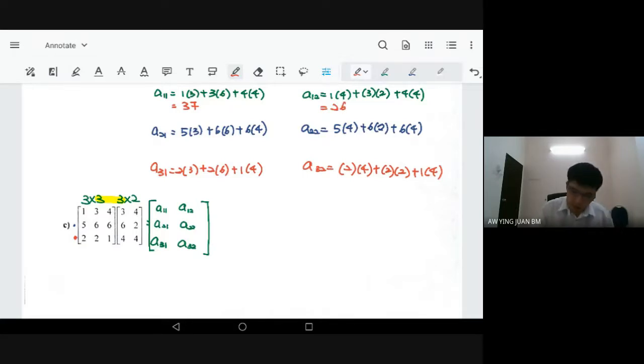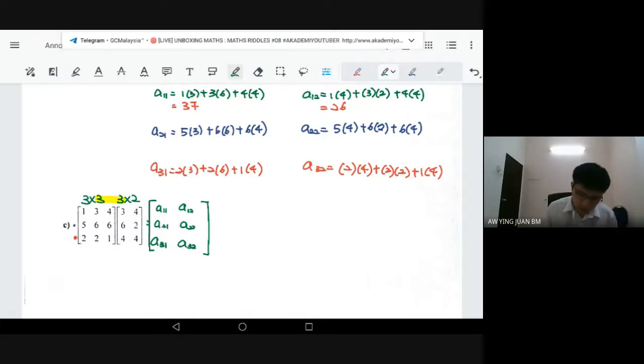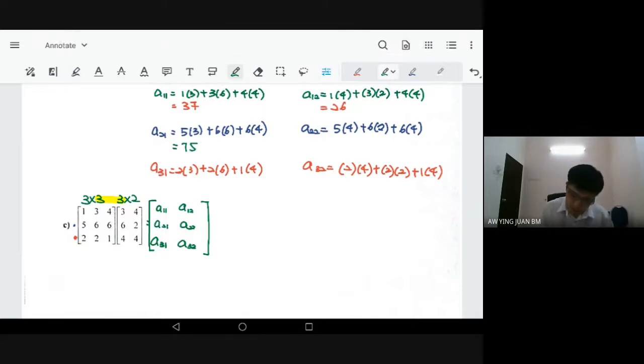Teruskan dengan yang warna biru. Kita ada 15 tambah dengan 36 kita ada 51. Tambah lagi dengan 24 kita ada 75. Teruskan. Kita ada 20 tambah dengan 12, 32 tambah dengan 24 kita ada 56.